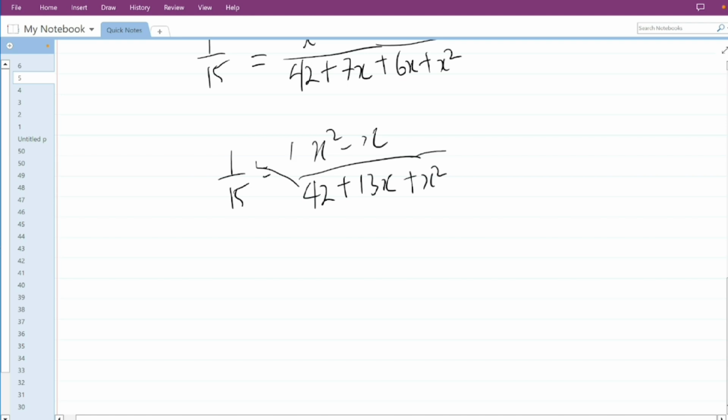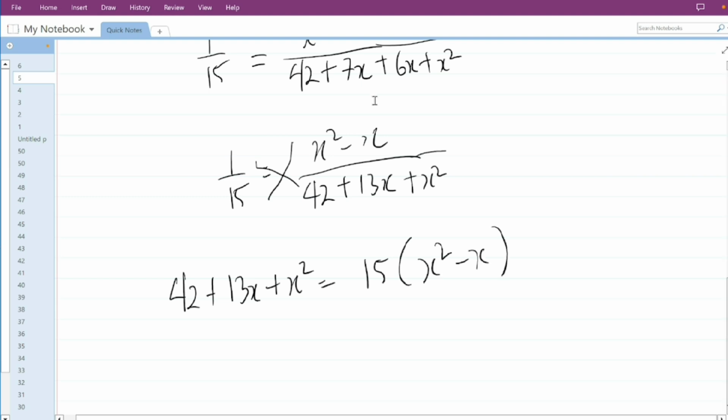At this point we can now cross multiply. So we have it as 1 times (42 plus 13x plus x squared). Anything times 1 is that number. So on this side we have 42 plus 13x plus x squared equals, on the other side we have 15 times (x squared minus x). So we have 15 into open bracket x squared minus x. You have to be careful. Students will make the mistake of multiplying this 15 by just this x squared. You know, this 15 affects the two of them. So we'll go to the next line.